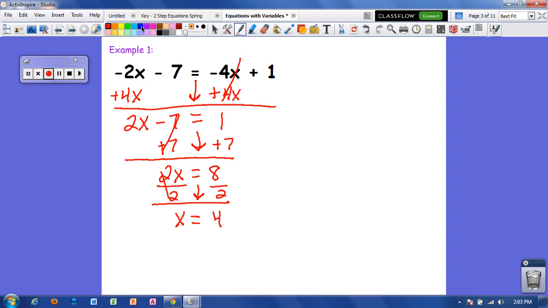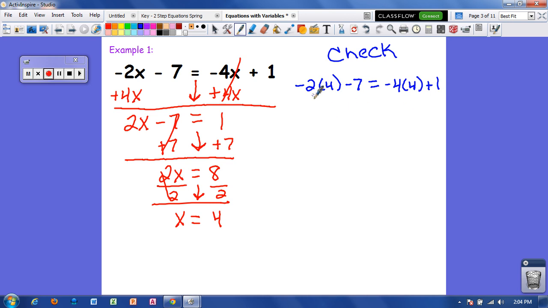Now I want to check the answer. I'm going to rewrite the equation, but every time I see x, I'm going to plug in the number 4, because remember, each variable represents the same number. So that means negative 2 times 4 minus 7 should equal negative 4 times 4 plus 1.